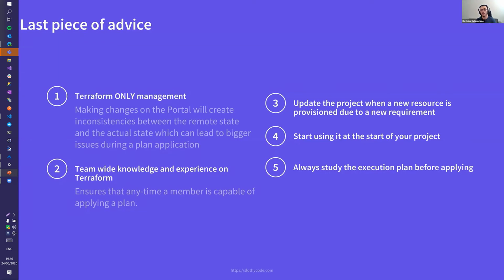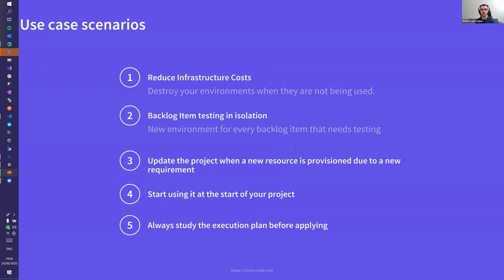And 5, always study the execution plan. Some use case scenarios: reduce your infrastructure costs, destroy your environments when they are not used. The development environment, you don't need it after 6 p.m. probably. You don't need it on the weekends. You can even do that with your live environments. So you can start thinking, cutting your costs in half, depending on your business, of course.